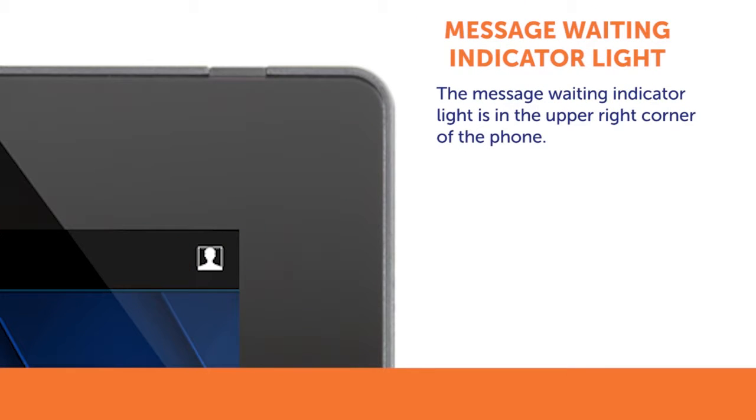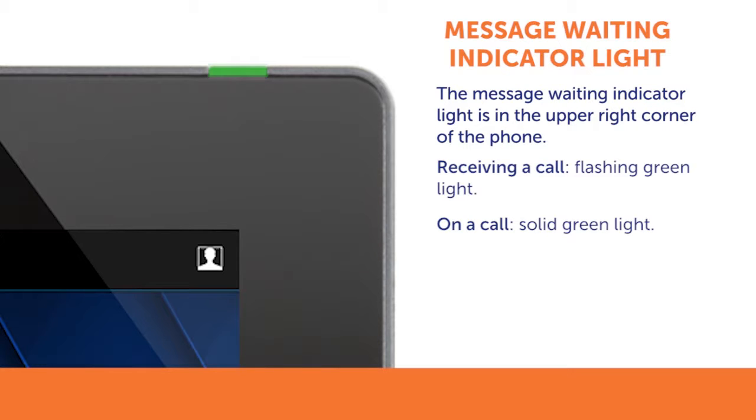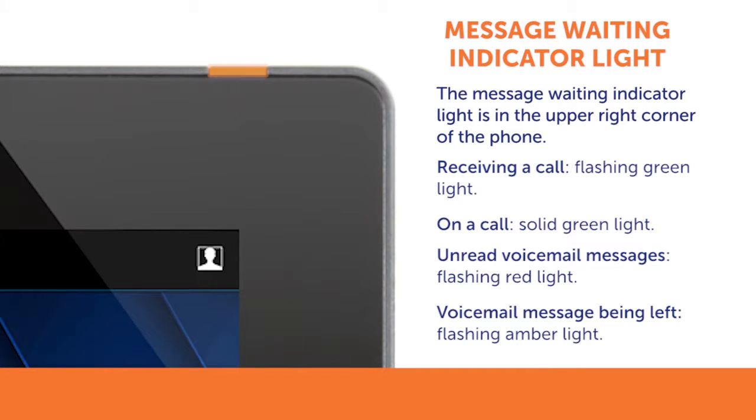In the upper right corner of the phone is the message waiting indicator light. A flashing green light indicates that you are receiving a call. A solid green light indicates that you are currently on a call. A flashing red light indicates that you have unread voicemail messages. A flashing amber light indicates that someone is leaving you a voicemail. If enabled, this is when you may screen the voicemail message.